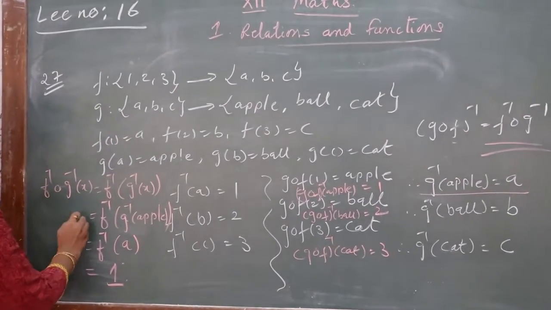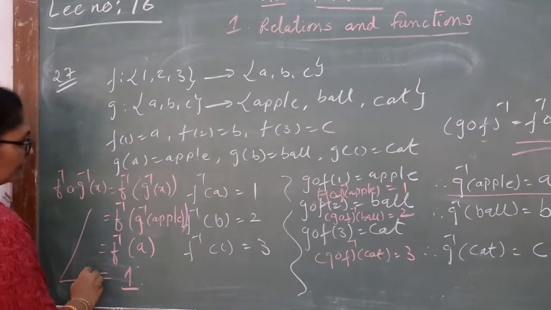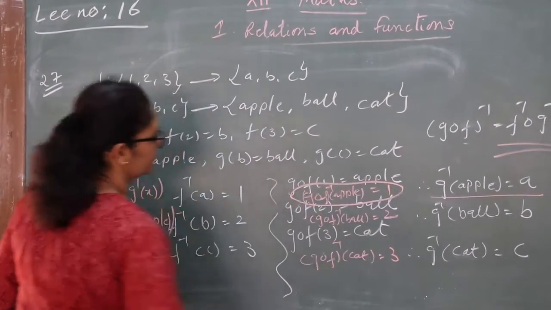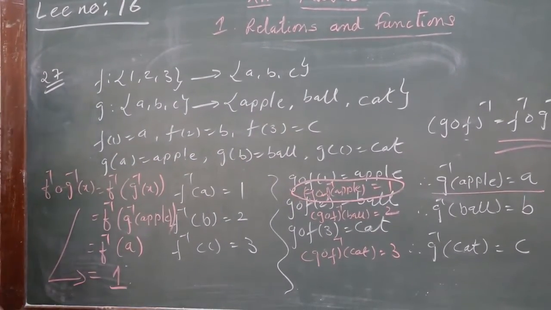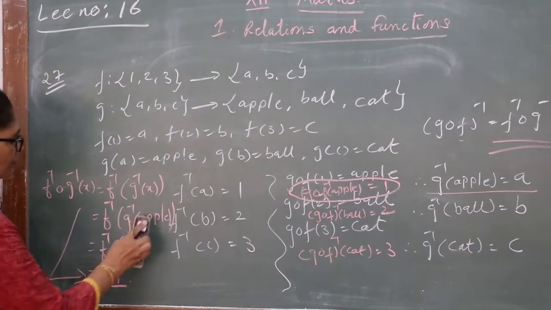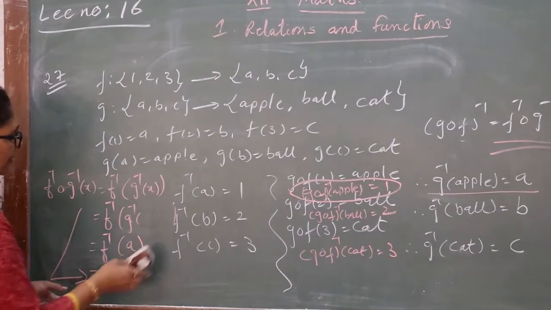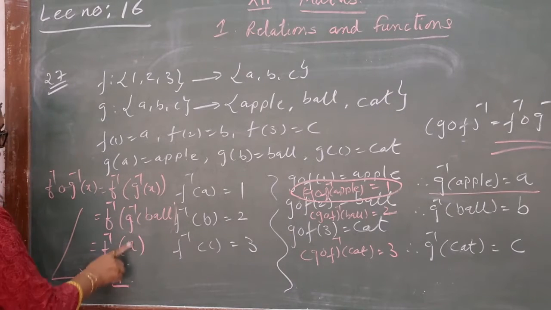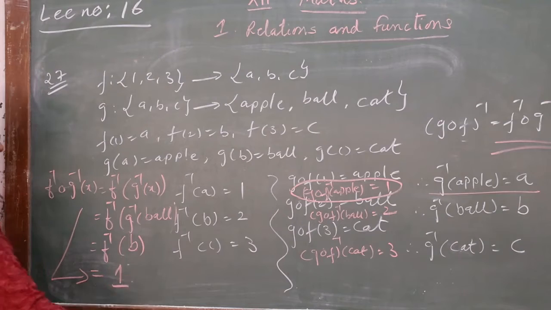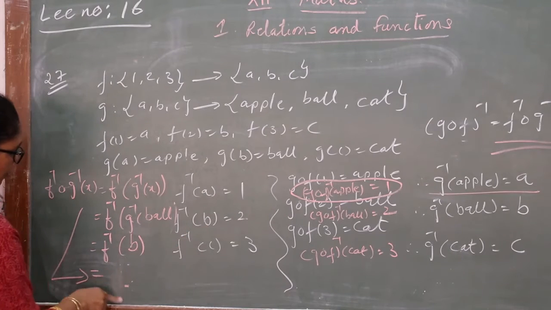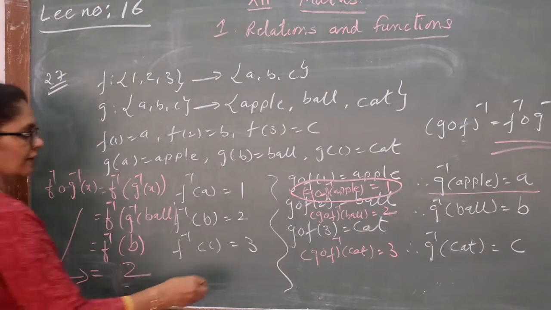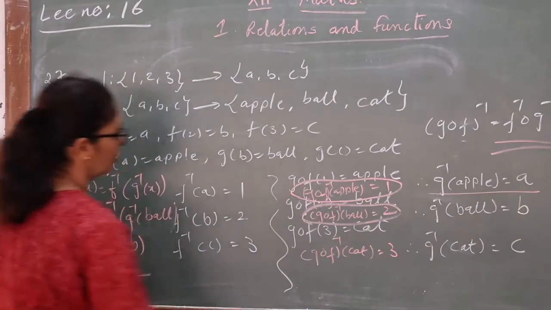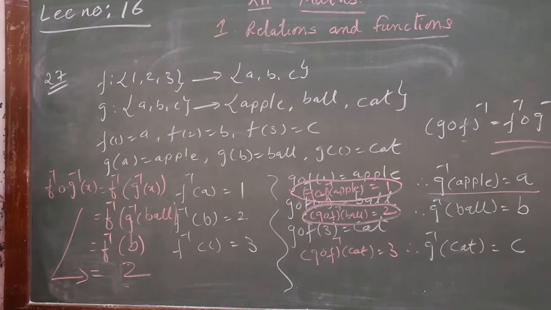So check, first we have proof for apple: 1, and here also you check for apple, the answer is 1. Clear? Similar way, second. Now in place of apple, what can you take? Second is ball. Okay, so for ball what do we get? B, and F inverse B is 2. So check, G over F inverse of ball equal to 2. That is our second answer.